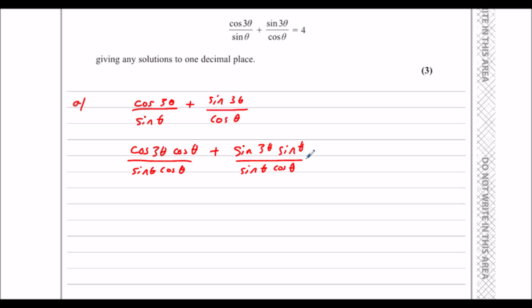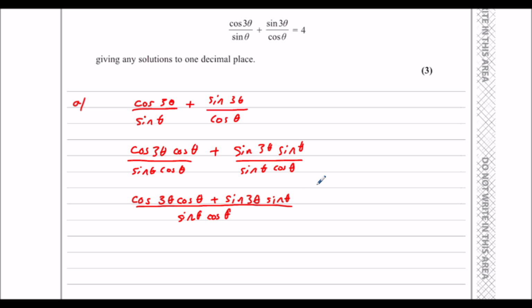So now the denominators are the same, we can add them. So we've got cos 3 theta cos theta plus sine 3 theta sine theta over sine theta cos theta. Now how can we simplify this again? We've got cos 3 theta cos theta plus sine 3 theta sine theta.